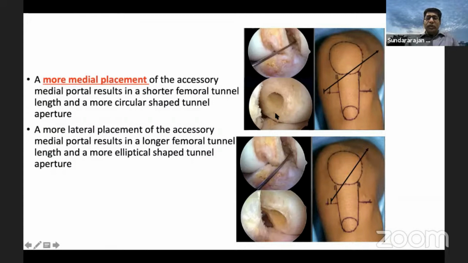This will give you more length. So in revision situations, even I tend to use close to that so that you get a larger tunnel. But in a regular primary situation, if you are using this far medial technique, that will give you a good circular tunnel, and it will give you around 3.5 to 4 centimeter length of the femoral tunnel.